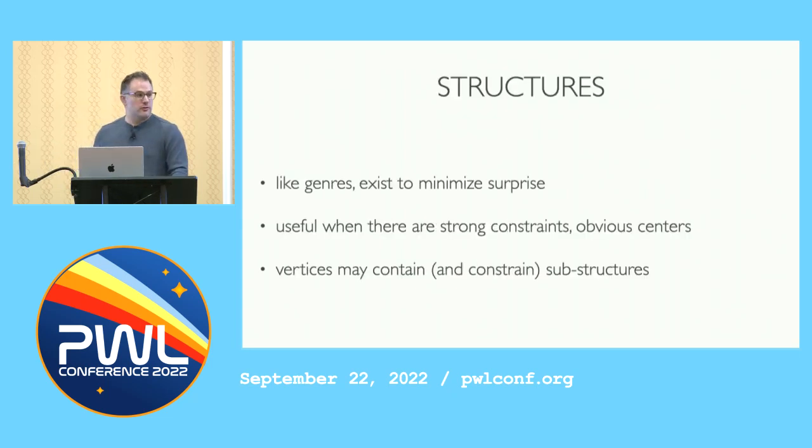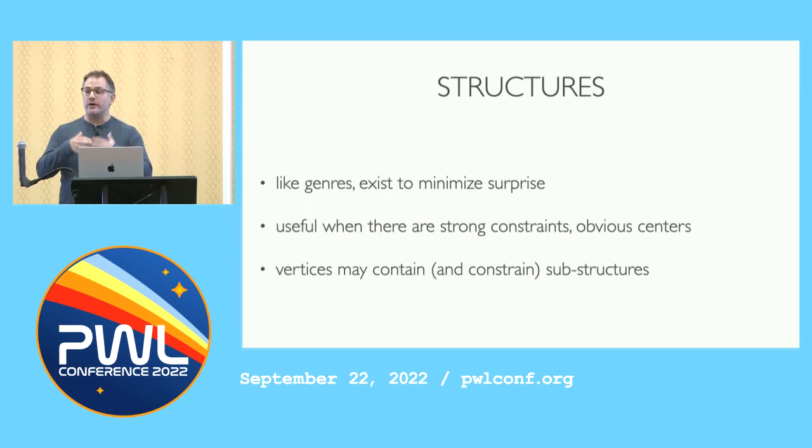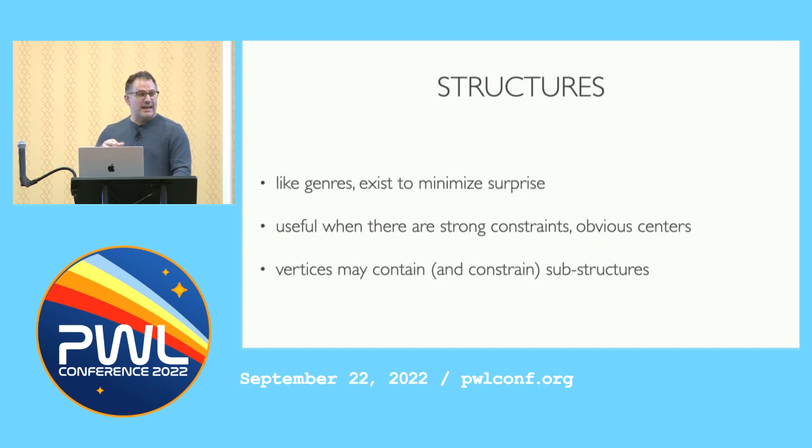So structures exist to minimize surprise, right? And the way that they do that is that they have strong constraints and obvious centers so that we can all start in largely the same place, right? And have a largely consonant understanding of what we can expect elsewhere. And these vertices may contain and constrain other substructures, right? The fact that all the things in our model are part of that model, that gives them a certain flavor, right? A certain sort of shared meaning.